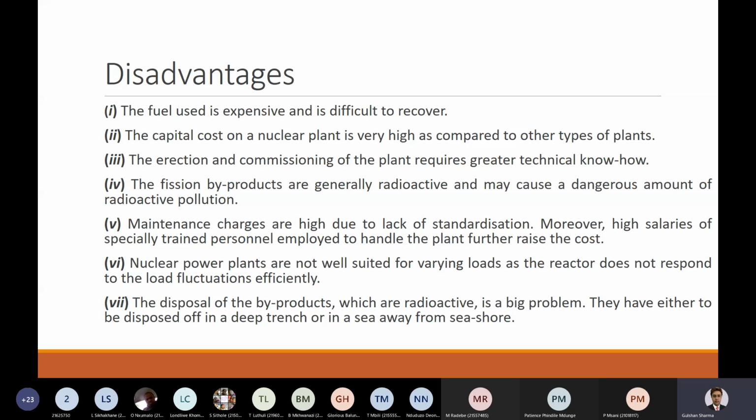Another major drawback is the disposal of the byproduct. We are using uranium or maybe thorium, and the byproduct is radioactive. It is highly radioactive, and it is a big problem how to dispose of this radioactive product, which is why it has to be disposed of either in a deep trench or in the sea, away from the seashore. So these are some of the demerits of the nuclear power plant.